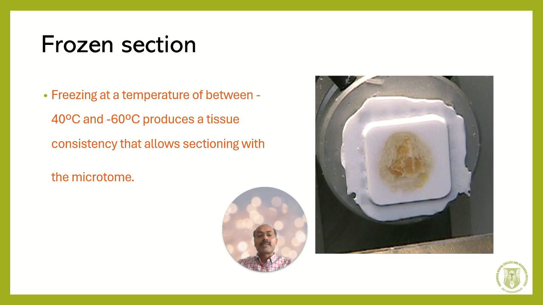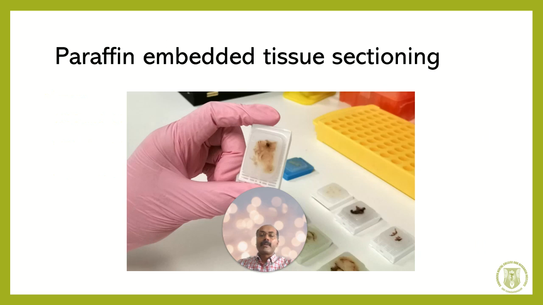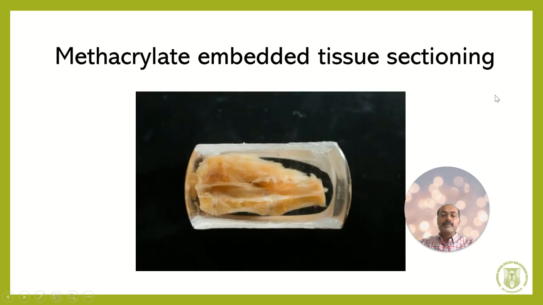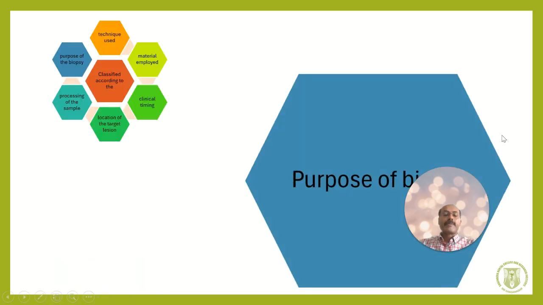and it produces tissue consistency that allows sectioning with the use of a specialized microtome. Next is the embedding technique, wherein we can have two techniques. One is the paraffin embedded procedure, which is the standard procedure. 90 to 95% of all cases are done using this paraffin embedded tissue sectioning. Next is methacrylate embedded tissue sectioning. Here, instead of paraffin wax, resin material is used to embed the tissue.